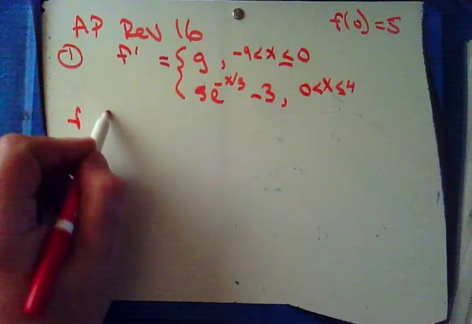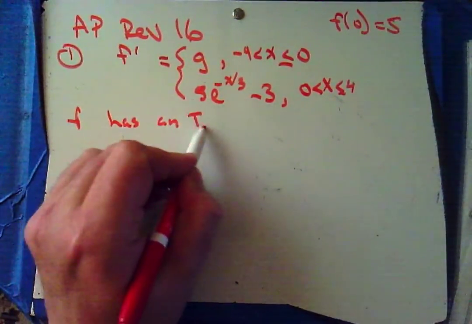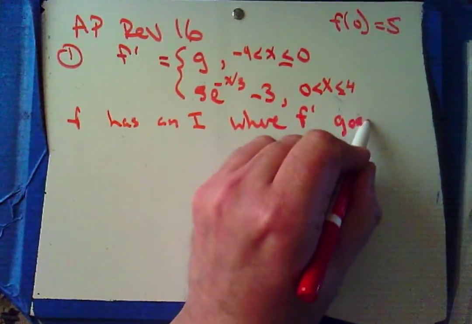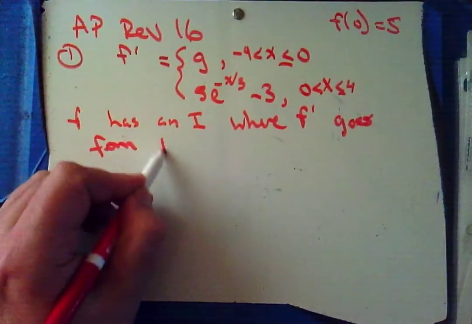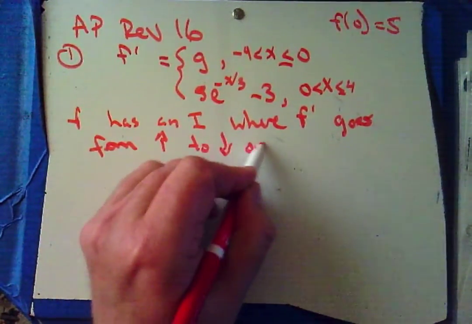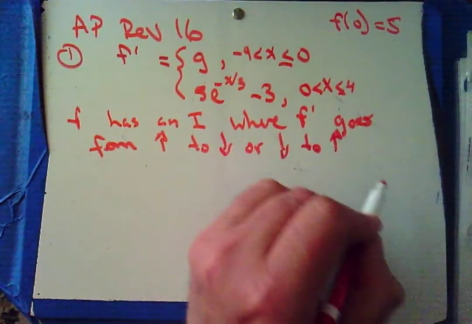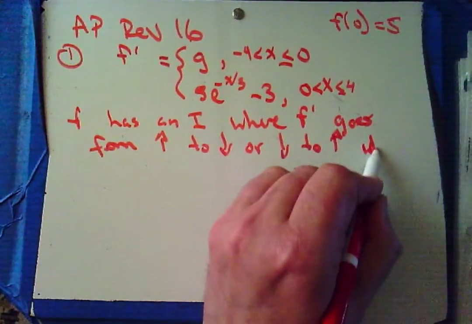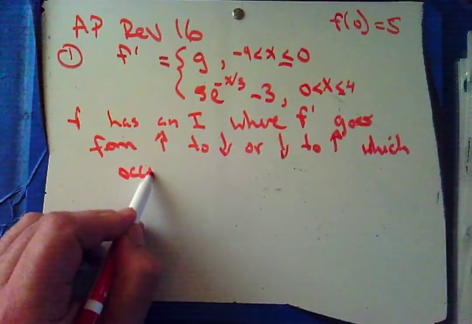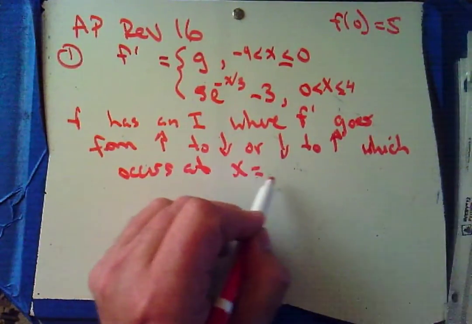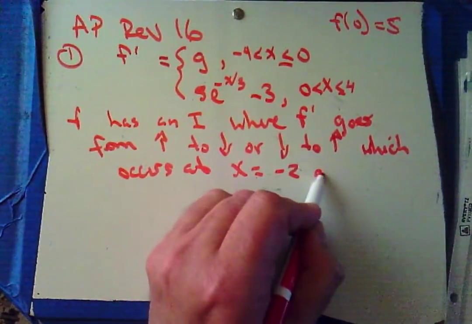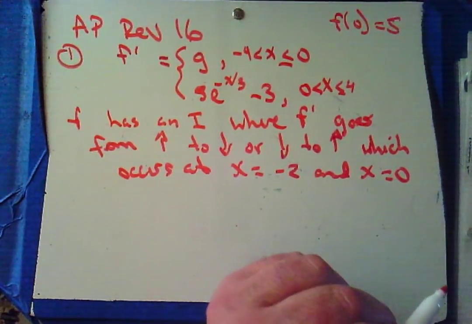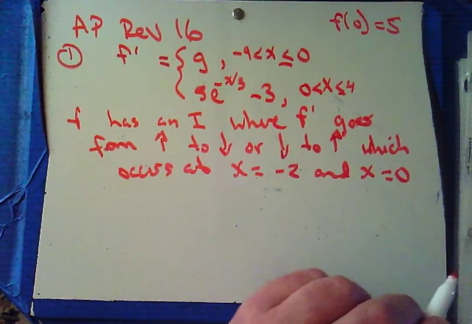So we know f has an inflection where f prime goes from increasing to decreasing or decreasing to increasing, and that happens at, which occurs at x equals -2 and x equals 0. Okay, part B. Find f of 4 and f of -4.